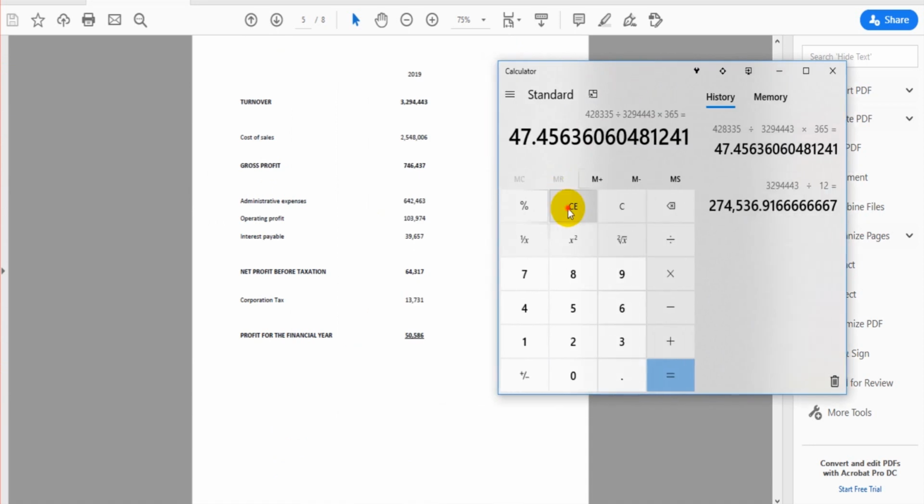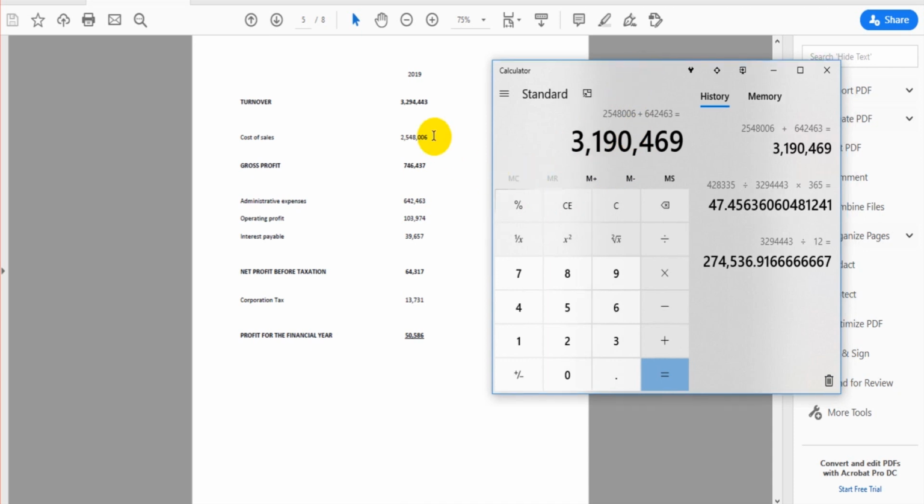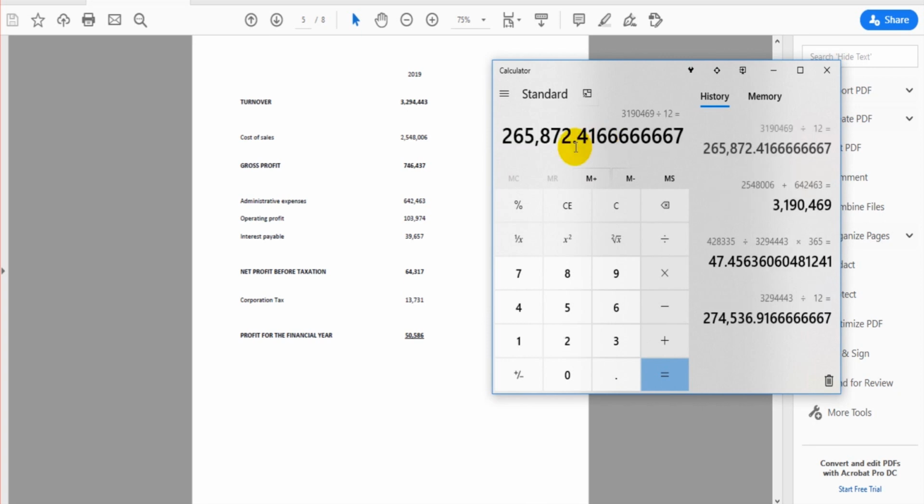If we were to look at the cost of sales, which is 2,548,006, and if we were to include admin expenses at 642,463, this is our roughly total money out for the year. There'll be things like depreciation included in this, so it's a very rough figure. It's not exact, but these are our outgoings for the year. If we divide that by 12, we get an average monthly outgoing figure. So that's 265,872. So roughly every month there's 265,872 going out of the bank.